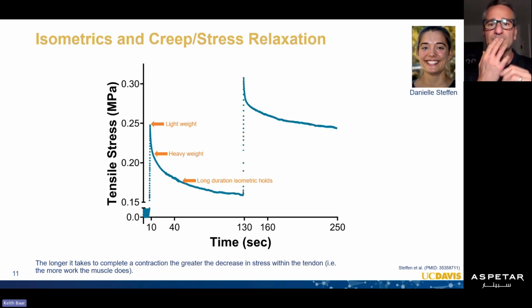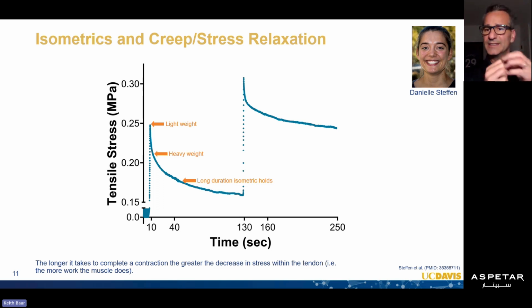So how is this really happening? I told you that tendons are viscoelastic. And one of the viscoelastic properties of a tendon is something that all of you know. You just don't necessarily know the words that we would call it. It's a viscoelastic property called creep or stress relaxation.